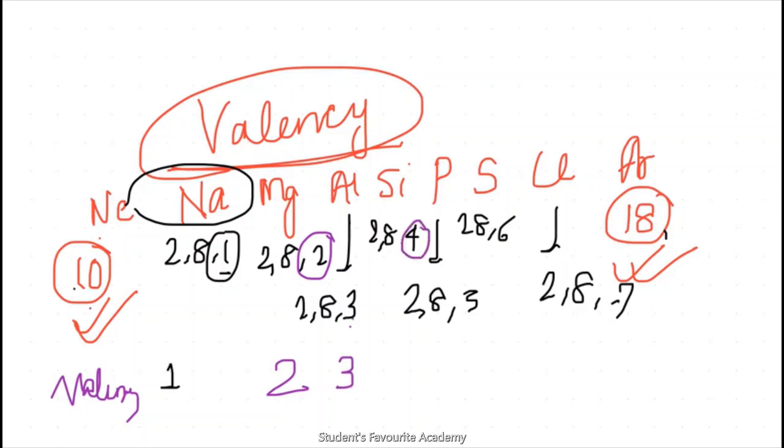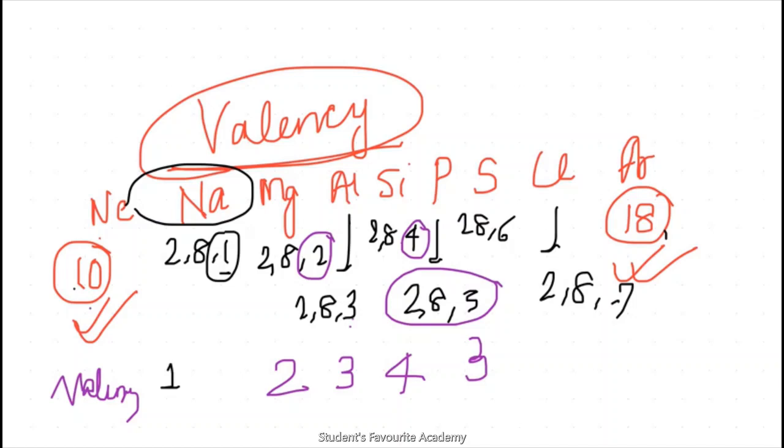Now for Si, children, it is having 4 electrons. So it can either lose 4 electrons or gain 4 electrons. So its valency is 4 because it has to lose or gain 4 electrons to attain the noble gas configuration. Now if you move to phosphorus, children, here my electronic configuration is 2, 8, 5. So I have to either lose 5 electrons or gain 3 electrons to attain noble gas configuration. So for me, gaining 3 electrons is much easier than losing 5 electrons.